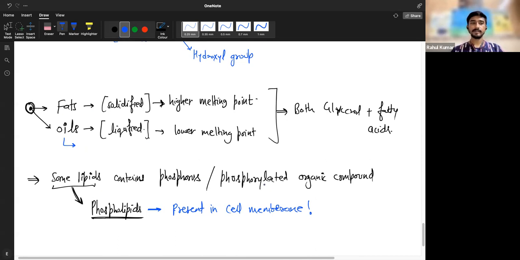Phospholipids are present in the cell membrane. And the example is lecithin. Lecithin is one phospholipid. Hence, lecithin is also a lipid.